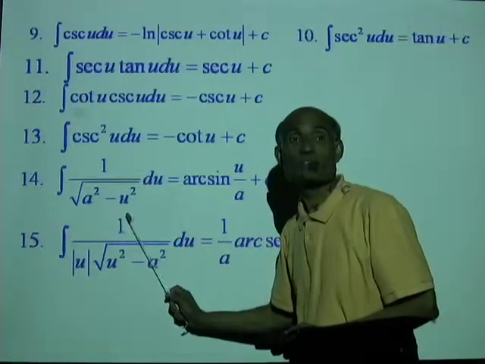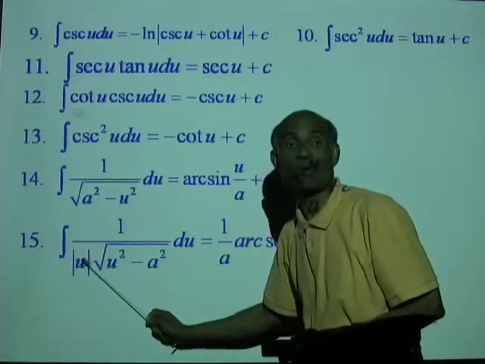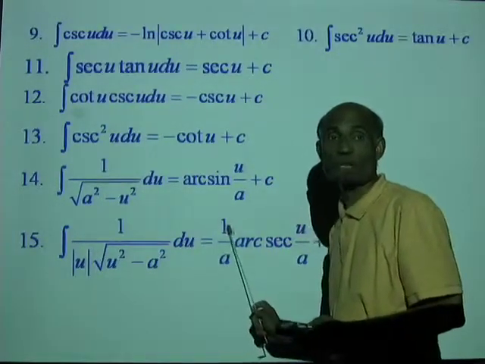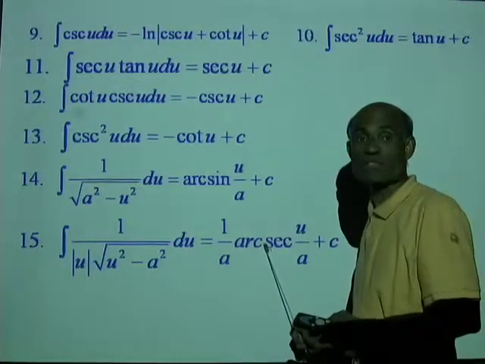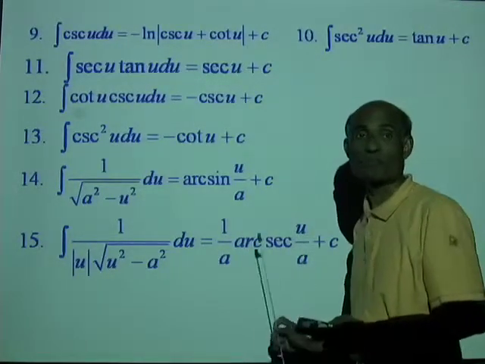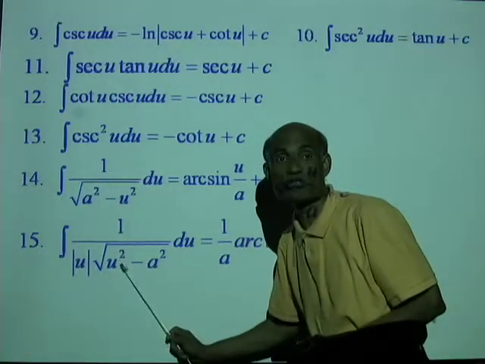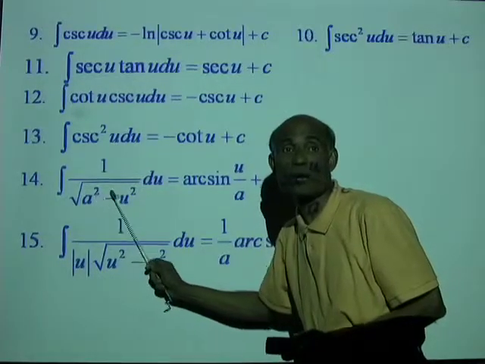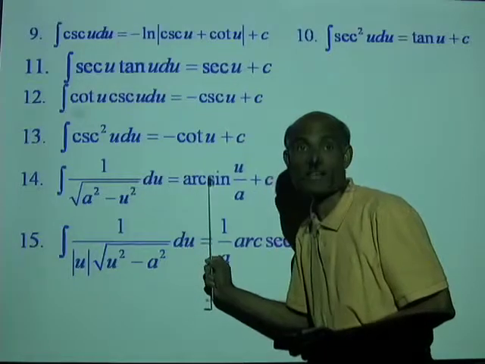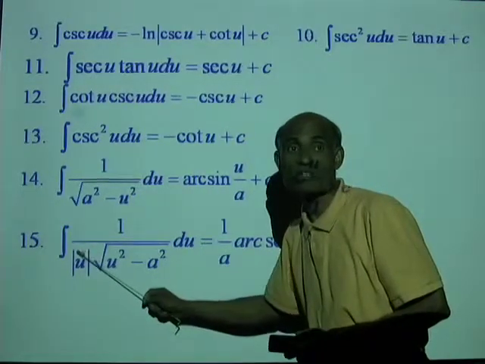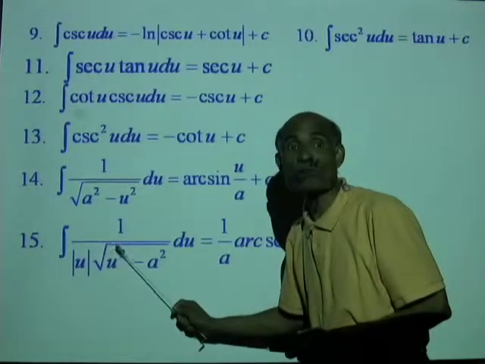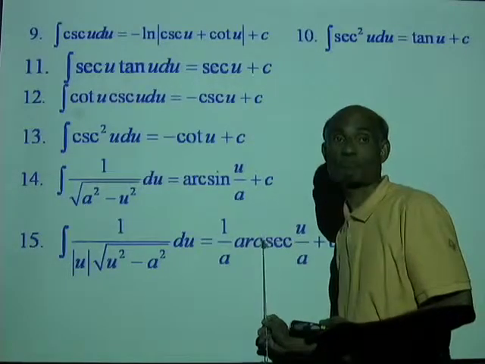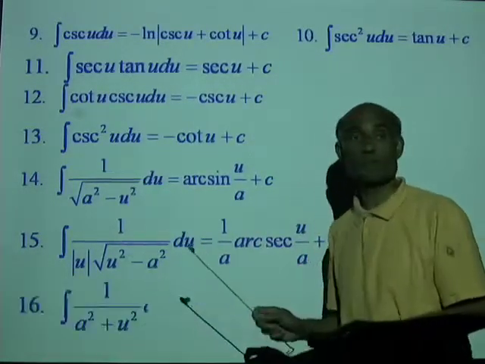Next one, integral 1 over absolute value of u, square root u squared minus a squared du is 1 over a arc secant u over a plus c. Now again, don't confuse between these two forms. In here, the denominator is square root a squared minus u squared. That is an arc sine form. The denominator here is absolute value of u, square root u squared minus a squared. That is the arc secant form. Alright, so look at that one more time.